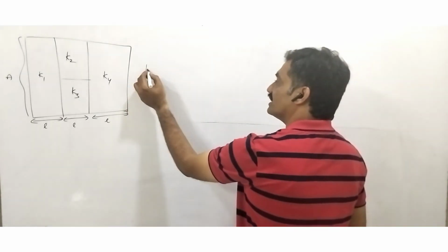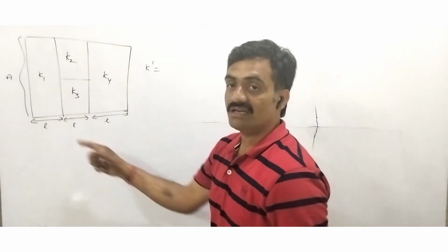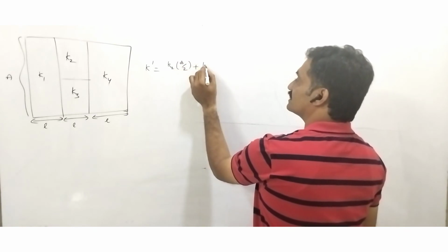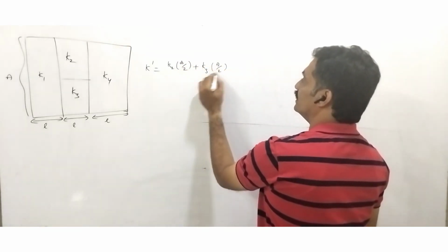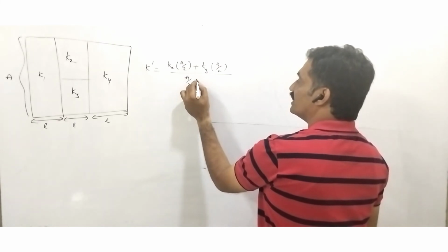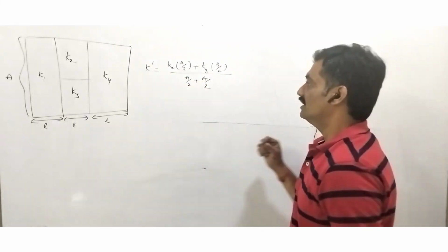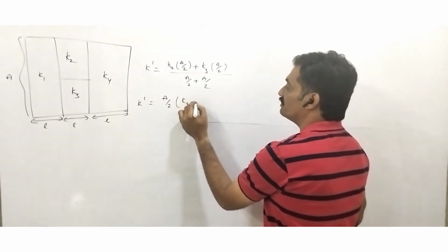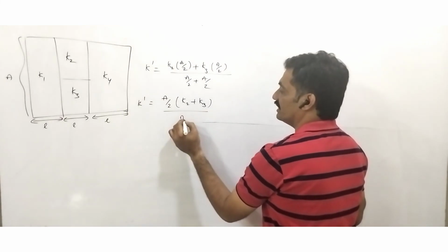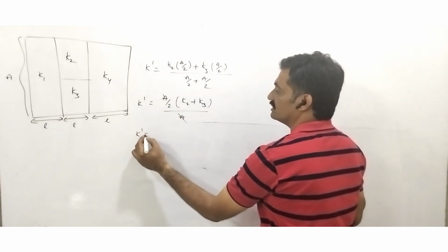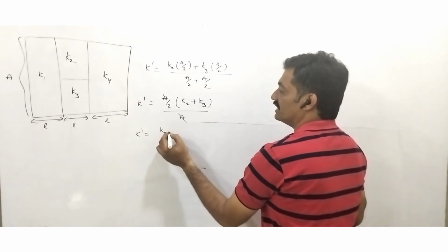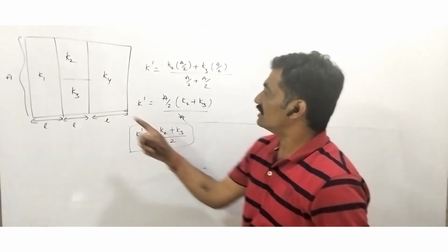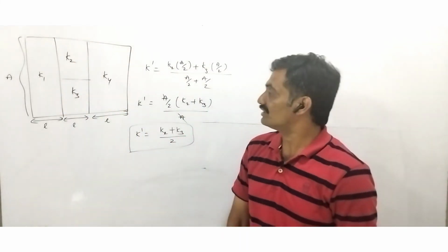Now based on that we have to represent the resultant thermal conductivity in this case. As these two parts have equal length and equal area, we can represent it as K dash, since it is a parallel combination. K dash equals (K2 into A by 2 plus K3 into A by 2) by (A by 2 plus A by 2). So K dash equals A by 2 into (K2 plus K3) by A. A and A get cancelled. So K dash equals (K2 plus K3) by 2, the resultant thermal conductivity in the case of a parallel combination.